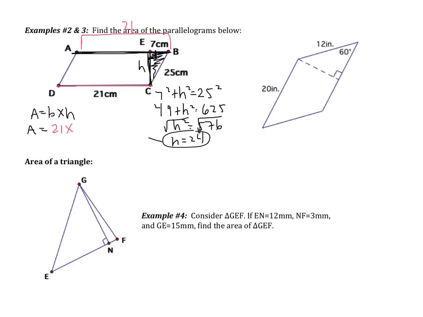I can substitute this back into the area formula now. So my base is 21, my height is 24. When I multiply them, I get the area to be 504 centimeters squared.